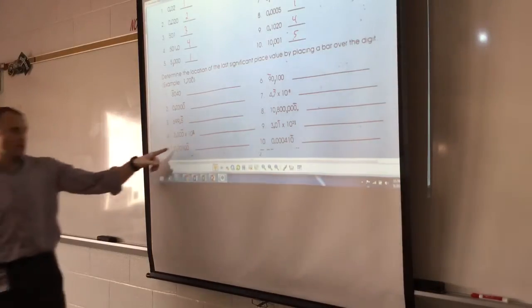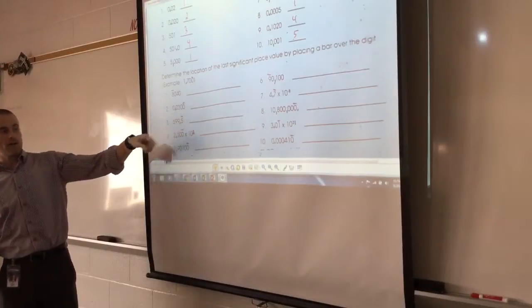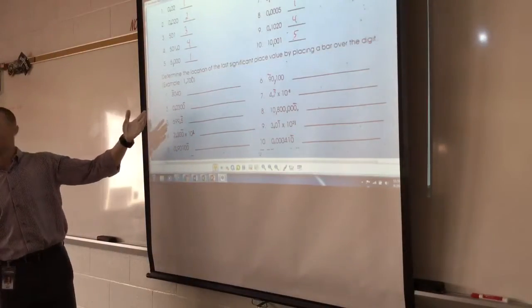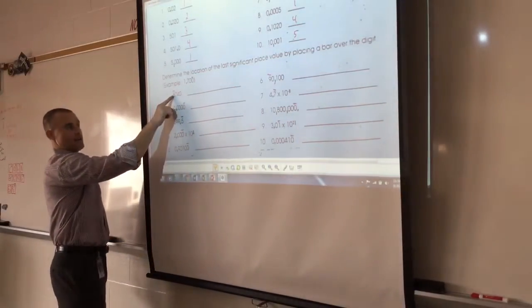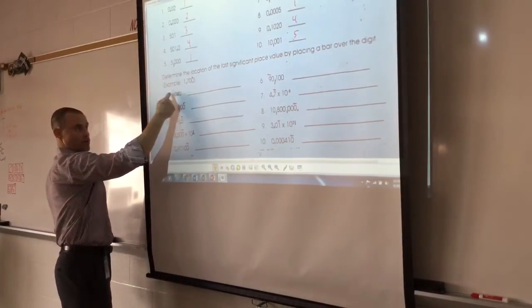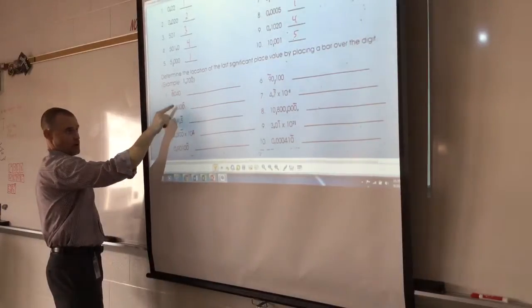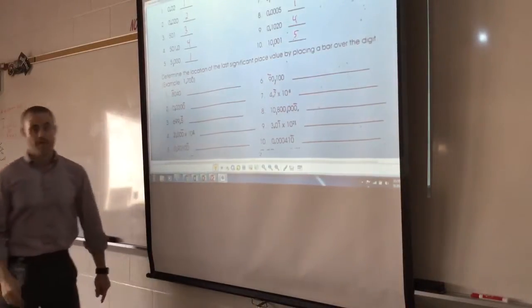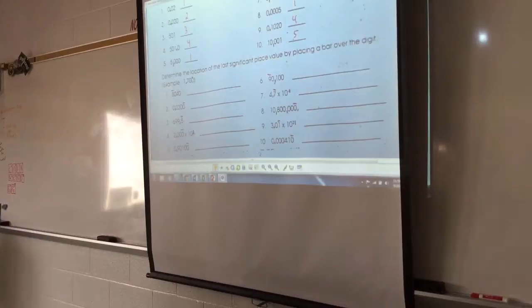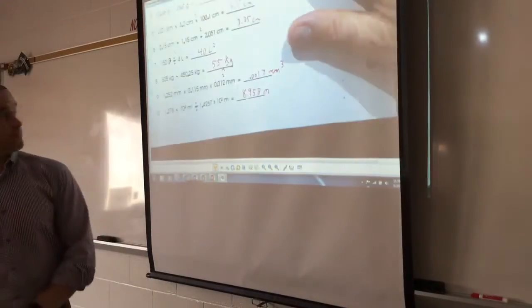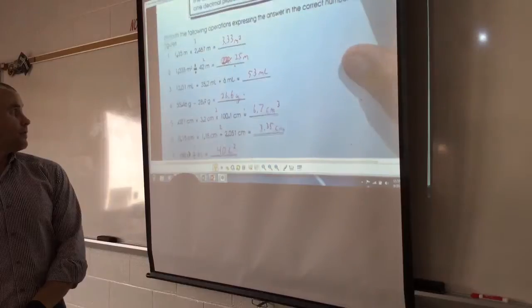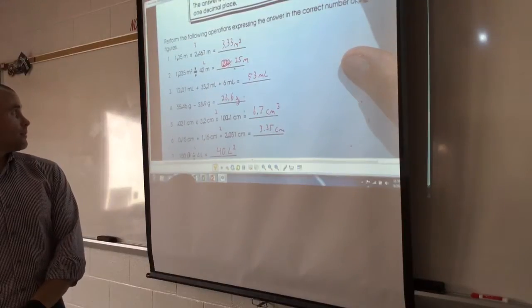On the bottom, you were just supposed to put a bar over the last significant digit, depending on how you count it. So for this one here, it's the 8, because there's no decimal point. So 1, 2, 3. Decimal point, 1, 2, 3. So that's the last one there. Okay. Other side. You'll be good here.